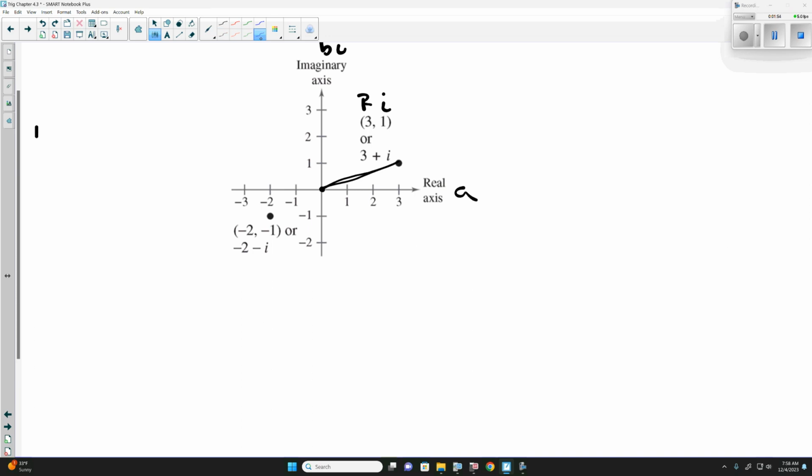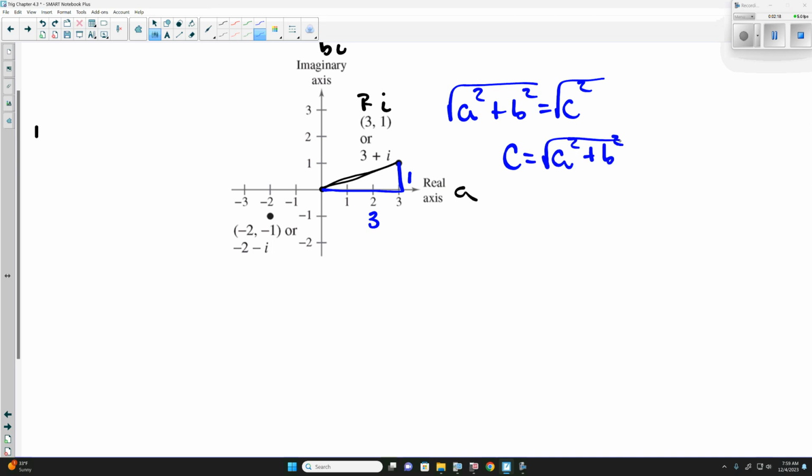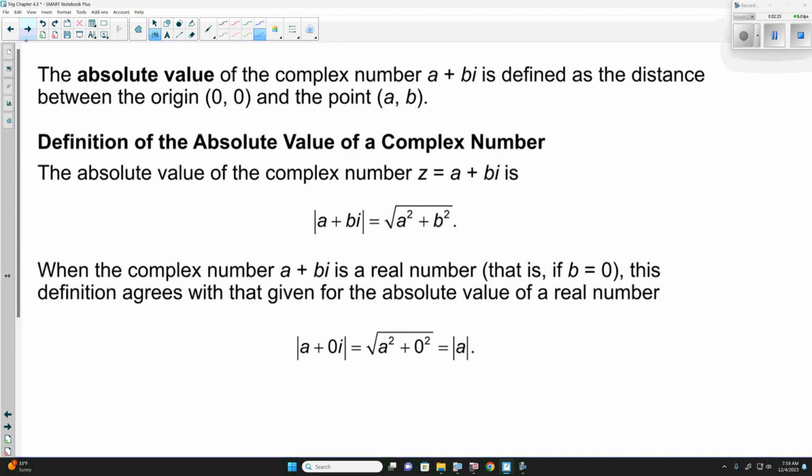And if we take the distance formula over and up, well, this distance is 3, this is 1, because we're looking at, at least here, a triangle. Pythagorean theorem, a squared plus b squared equals c squared. Square root. That's all they're doing. That's where this is coming from. And that's how we get that the absolute value of a plus bi is equal to the square root of a squared plus b squared.